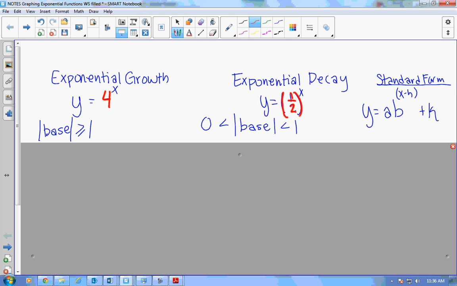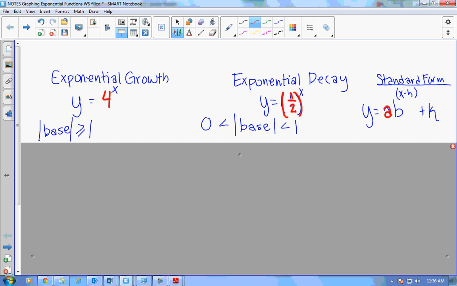We have the same shifts that happen on exponentials as we do with quadratics and absolute value functions and linear functions. Hey, Dylan, we'll use your phone later. We've talked about this all term 2.